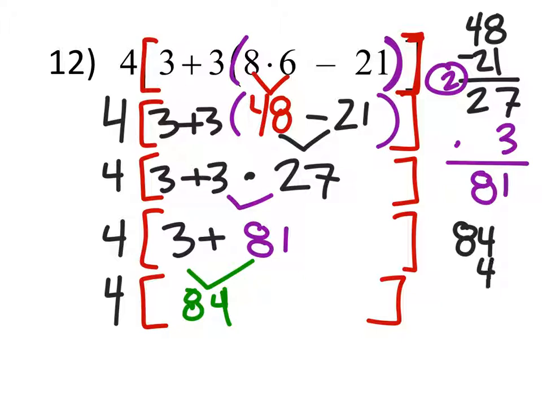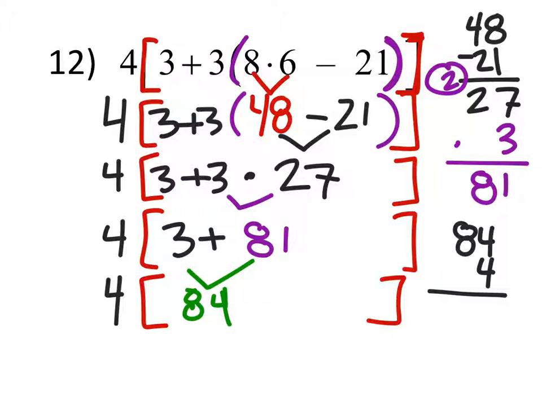84 times 4. Now notice over here it's 4 times 84. When we have multiplication, it doesn't matter which order it's in. So I like to see the bigger number on top when I multiply vertically. But it wouldn't matter if you did the 4 on the bottom part there either.